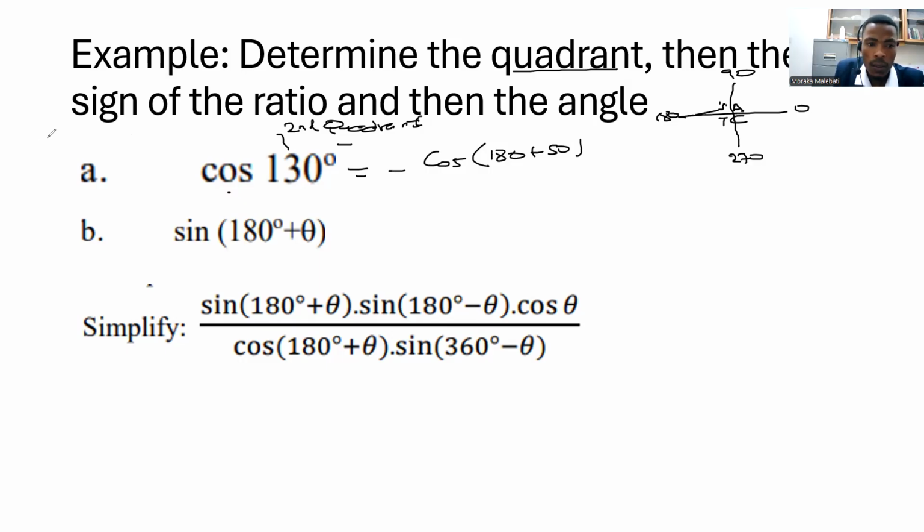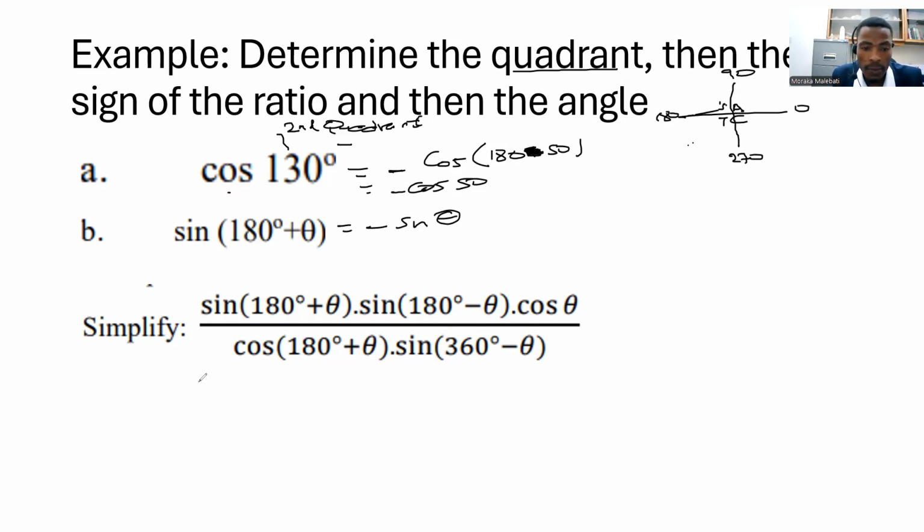Yes, but not 180 plus, it should be minus to give us 130. Sorry about that. So then you'll say now it will be minus cos of 50. Then here you see 180 plus is in the third quadrant, and where is the sign? It will be negative. Then you will say, well, I know that it's in the third quadrant and sine is negative, so therefore you'll just have minus sine of theta.